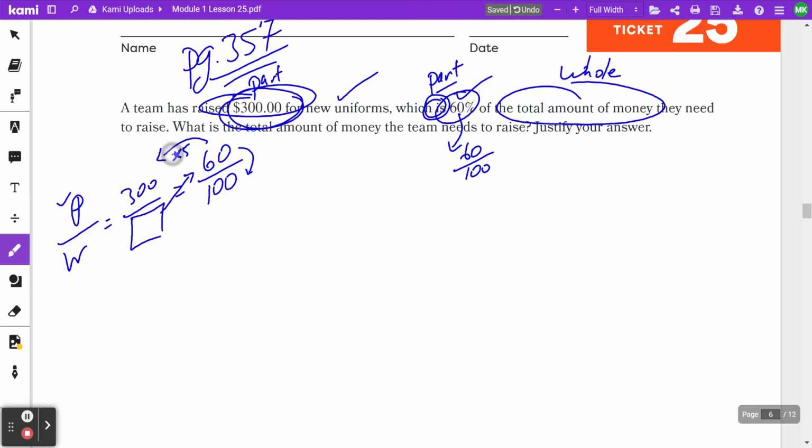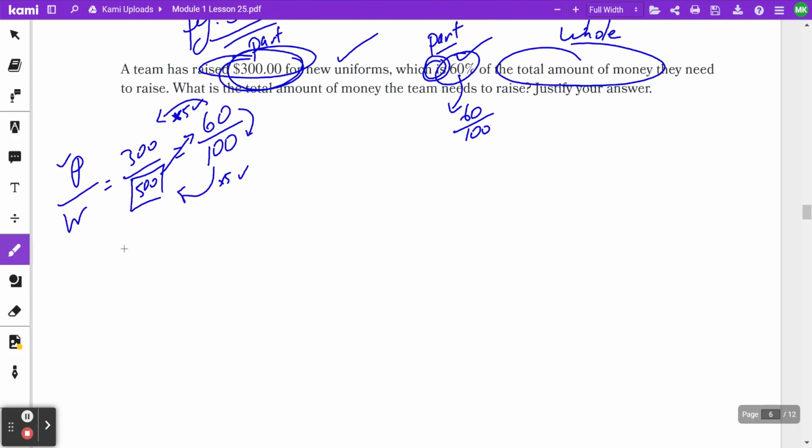So times 5 again, right? Because 6 times 5 gives me 30. So over here, right, I'm going to need a times 5 over, not 50, times 5. Over there, whatever I did at the top, I need to do to the bottom. And 100 times 5 is 500. So it looks like they need 500 total, right? There it is. So that's what they're looking to raise. Okay, and there it is, and justify your answer.